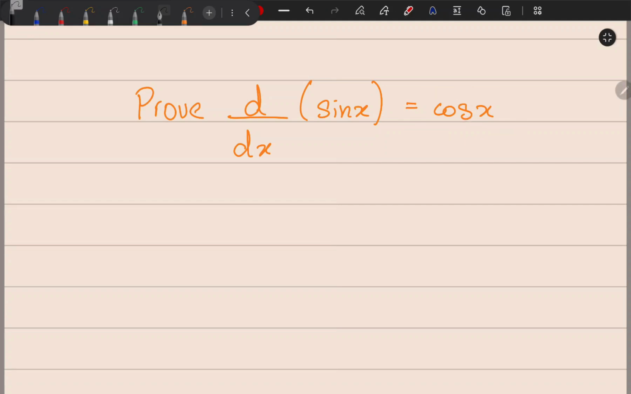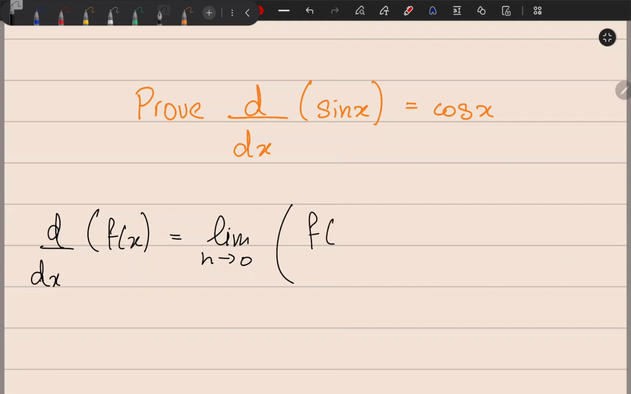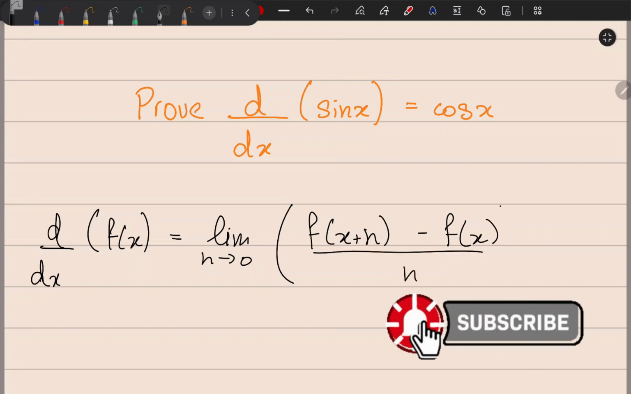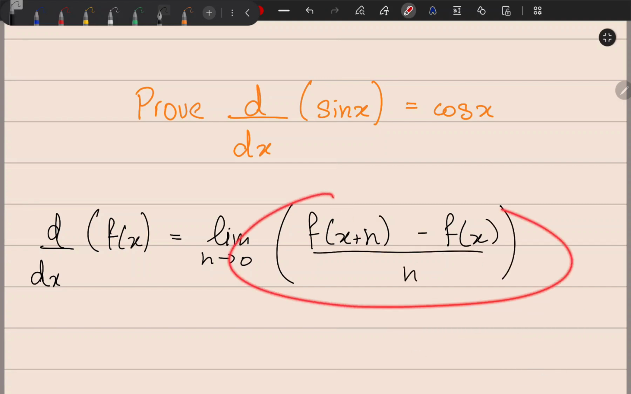Alright, so let's start out by first writing out the first principles of differentiation, which states that the derivative with respect to x of a function f of x is equal to the limit as h approaches 0 of f of x plus h minus f of x upon h. Now, if you want to see the proof for this, I will make a video on this soon.